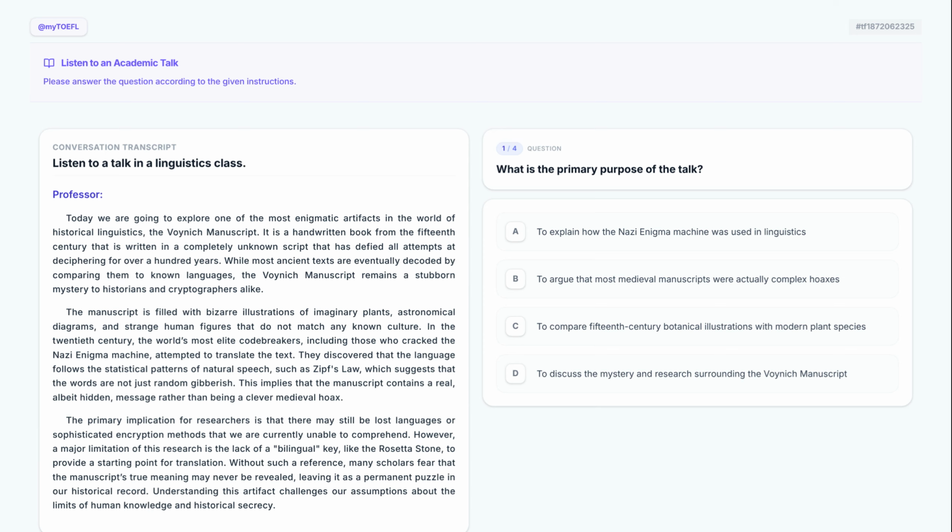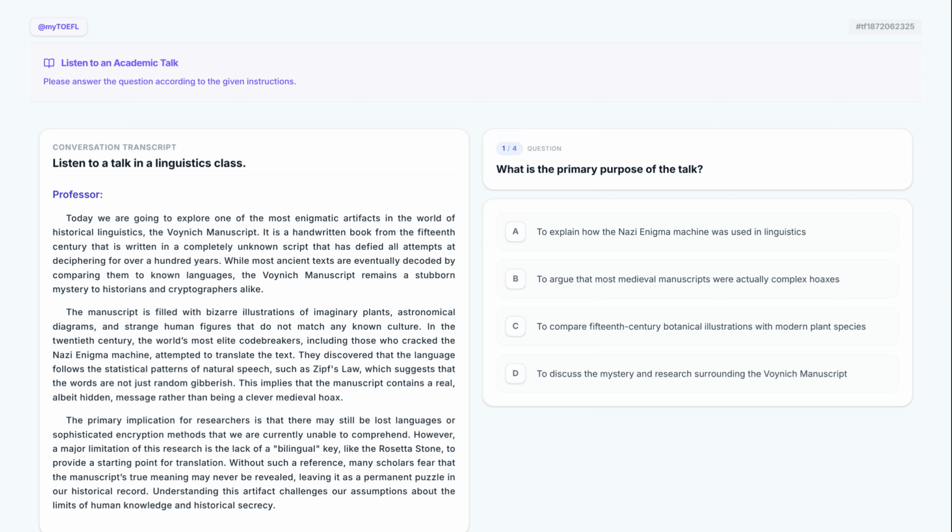The manuscript is filled with bizarre illustrations of imaginary plants, astronomical diagrams, and strange human figures that do not match any known culture. In the 20th century, the world's most elite codebreakers, including those who cracked the Nazi Enigma machine, attempted to translate the text. They discovered that the language follows the statistical patterns of natural speech, such as Zipf's law, which suggests that the words are not just random gibberish. This implies that the manuscript contains a real, albeit hidden, message rather than being a clever medieval hoax.